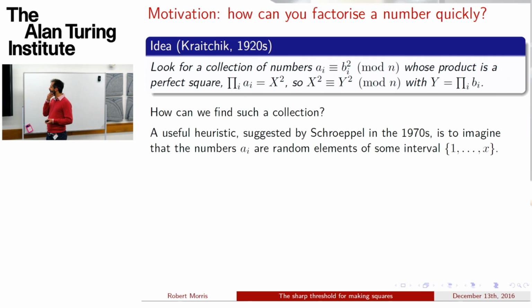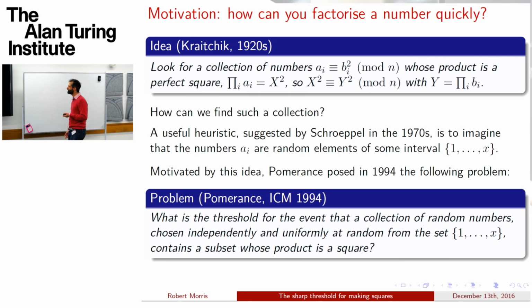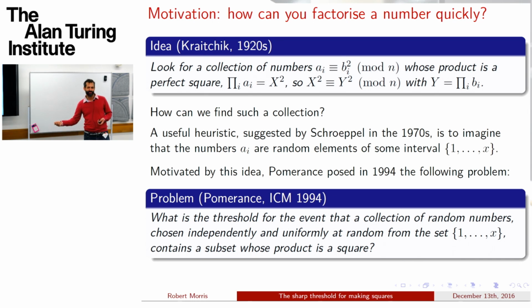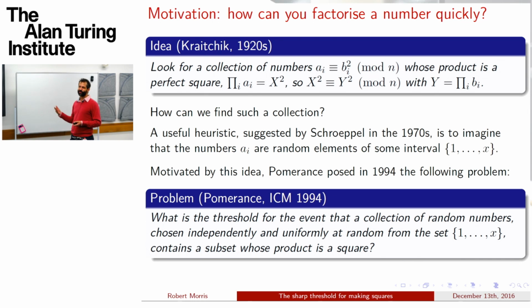So a natural way to do it is to just pick the numbers. If you pick the numbers b_i randomly, well, the a_i you get are not themselves uniform, but at least they're somewhat random. So one could try and understand what's going on. We can imagine that these numbers are random. And Pomerance asked, what's the threshold for this property? So we're going to take a sequence of uniform, independent random numbers from 1 up to x. We're going to try and find a subset of them whose product is a square.